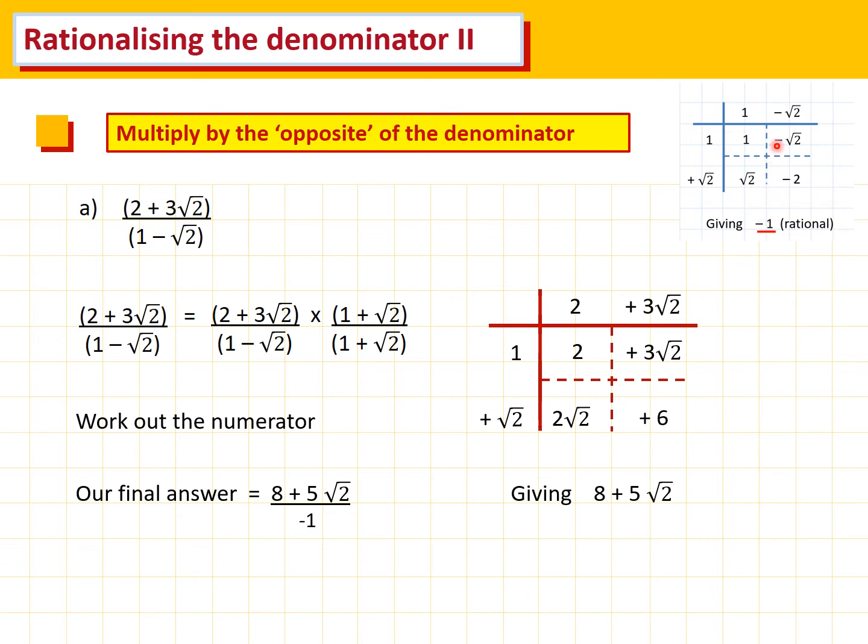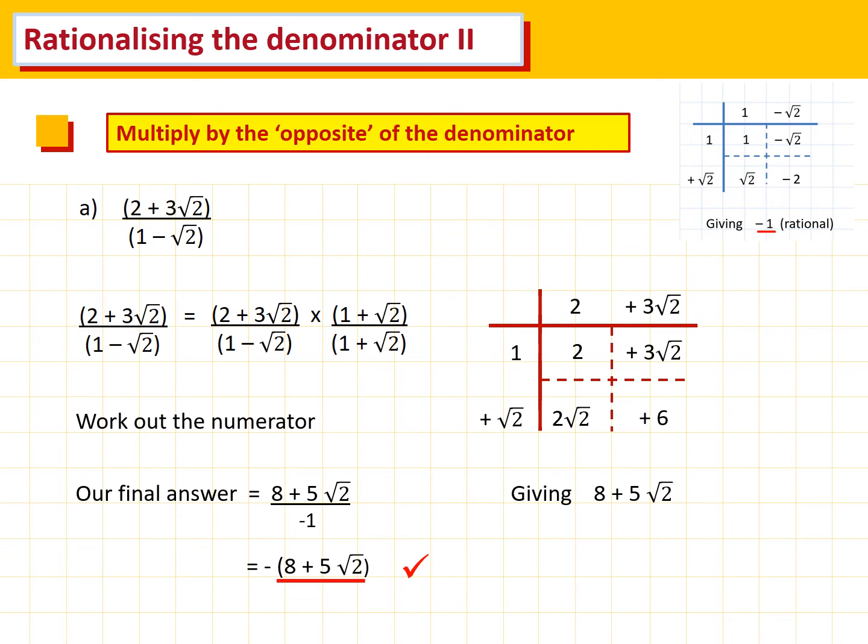If we look up here, remember the denominator, 1 minus root 2 times 1 plus root 2 is negative 1. So we have 8 plus 5 root 2 divided by negative 1, and that just gives us negative 8 plus 5 root 2.